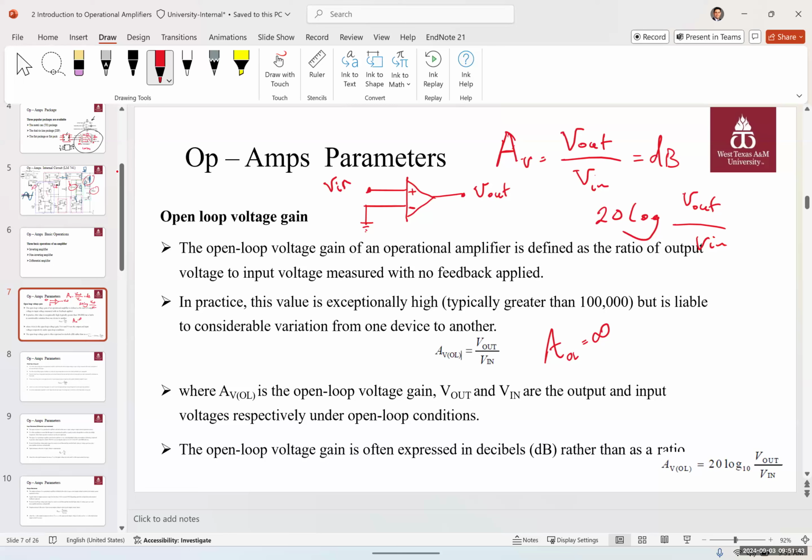Another problem, and I'll show you this later on, is that when you have extremely high gains, you would have very limited frequency response and what we call the gain bandwidth product. And therefore, you are limited to very small frequencies in the output. You cannot amplify a wide range of frequencies in the system.